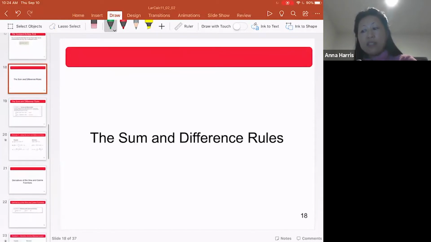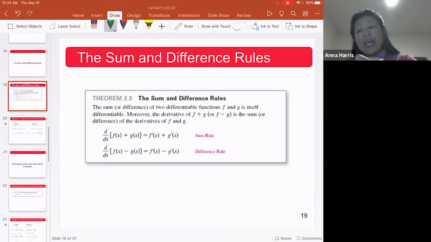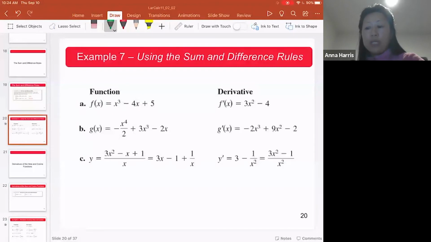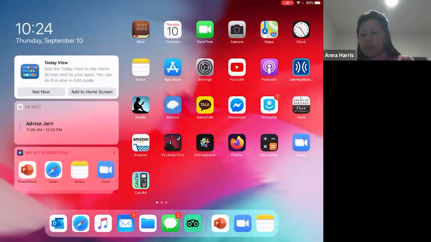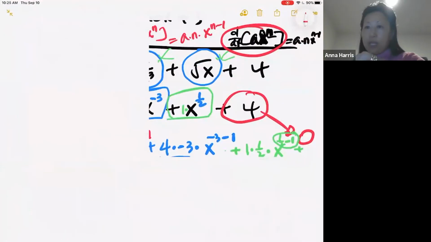And now, the sum and difference rule. I can add 2 derivatives and I can subtract 2 derivatives, no problem. We have done problems like that. Okay, let's look at this kind of problem right here. This is a good problem. Let's try that one. That's the one that I haven't done with you guys.